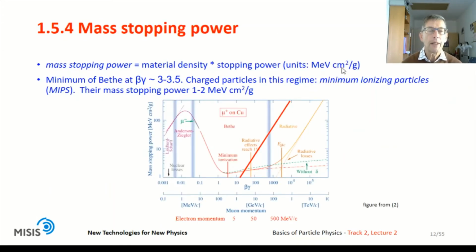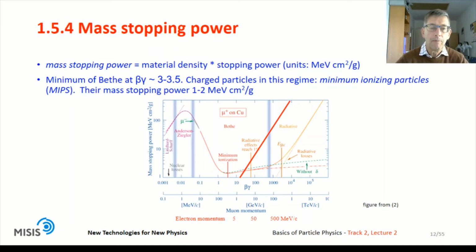The mass stopping power is the material density multiplied by the stopping power. And on this graph you can see the mass stopping power for muons in copper. And you can see here, delimited by the vertical bands, various contributions to the mass stopping power, and the energy domains and the speed domains where this is important. And you can see in the center, for example, where ionization is important, the curve follows the Bethe-Bloch formula.